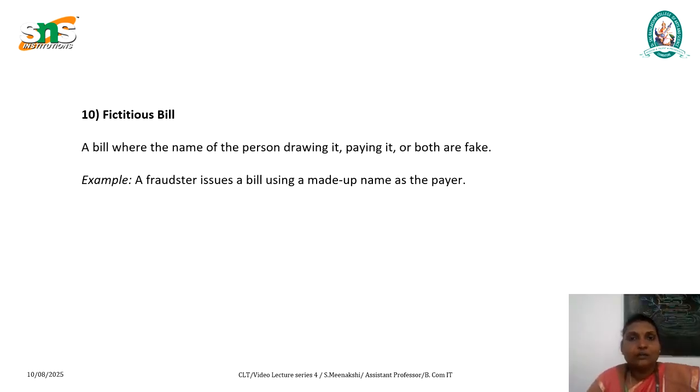The last kind, a very rarely used bill, is called fictitious bill. It is a bill where the name of the person drawing it, paying it, or both are fake. There won't be any genuineness in this kind of bill. It usually doesn't prevail in trade transactions. A fraudster issues a bill using a made-up name as the payer. There is not actually a payer or payee involved in this transaction. Everything drawn is completely fake. So it is called fictitious bill. So these are all the various types of bills of exchange.